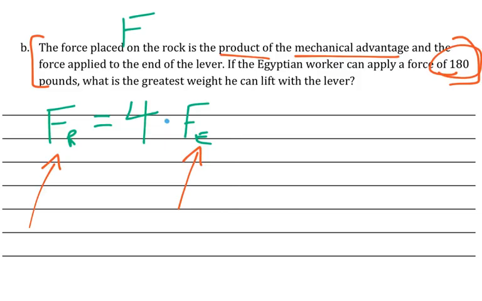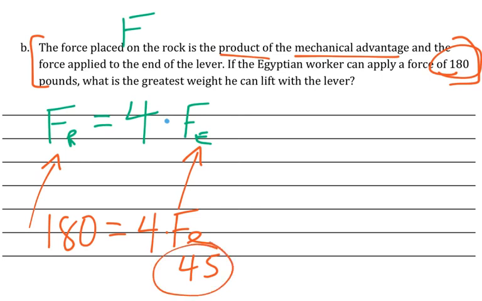Now, I'm on purpose going to do this the wrong way. So let's say I thought that meant I would put the 180 over here and then do 4 times FE. Well, if I'd solved that, that would end up being 45. Well, that means he's putting out 180 pounds of work to only lift up 45 pounds. Well, that doesn't really seem reasonable in this problem.